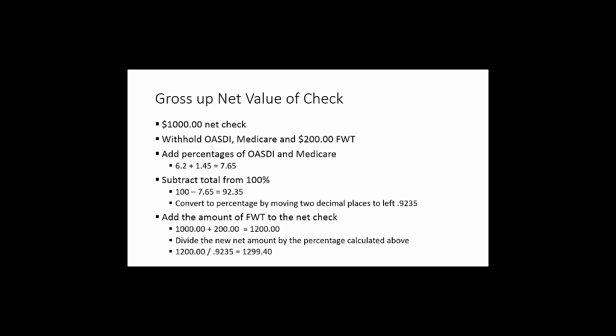I now need to add the amount of any federal income tax that I'm going to be withholding. In our example, my employee wants $200 withheld from that check. So I take my $1,000, add the $200 of federal income tax they want withheld, and my new net amount is going to be $1,200. I now divide my new net amount by that percentage that I calculated above, which is 0.9235. So I take $1,200, divide it by 0.9235, and it calculates that my gross check should be $1,299.40.